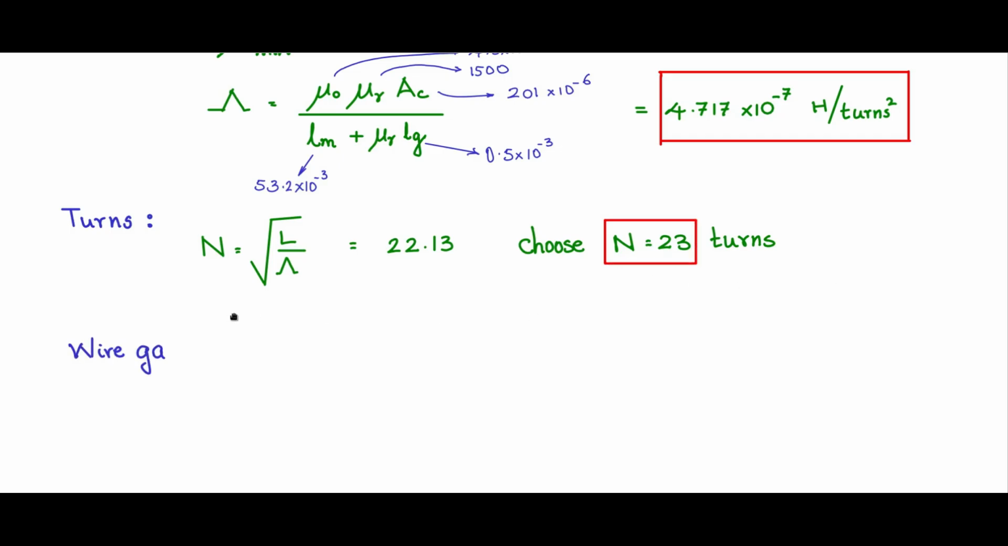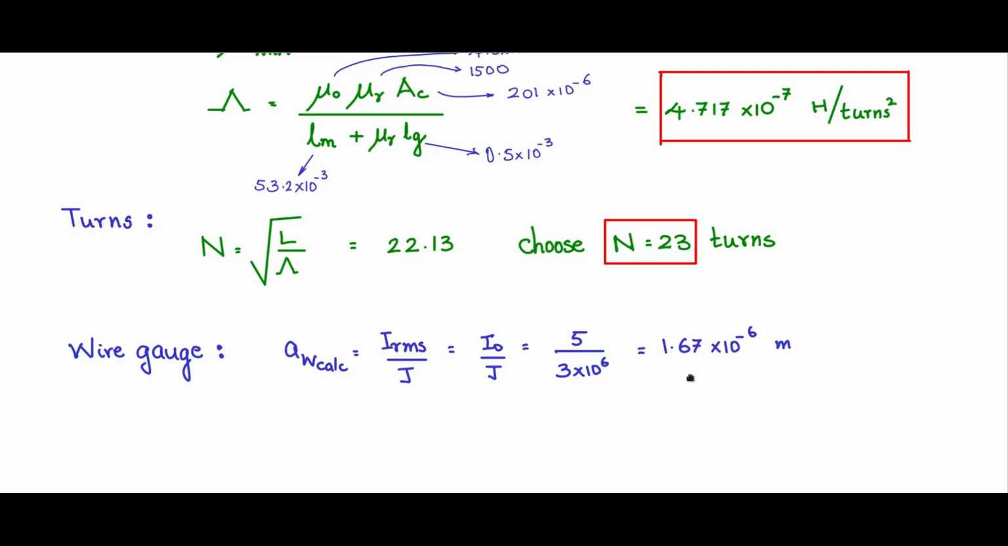Next, we have to find the wire gauge. The area of cross section of the wire can be calculated as IRMS by J, which is I naught by J, in this case 5 amps by 3 into 10 power 6, which turns out to be 1.67 10 to the power of minus 6 meters square, or 1.67 mm square.